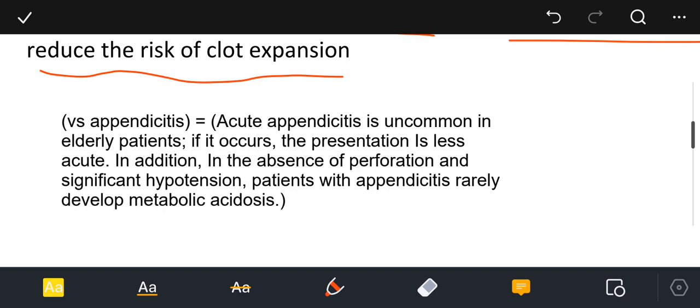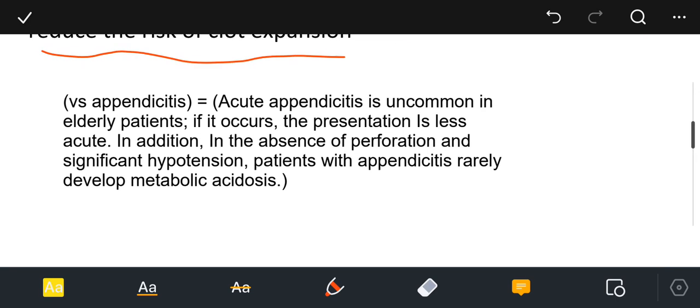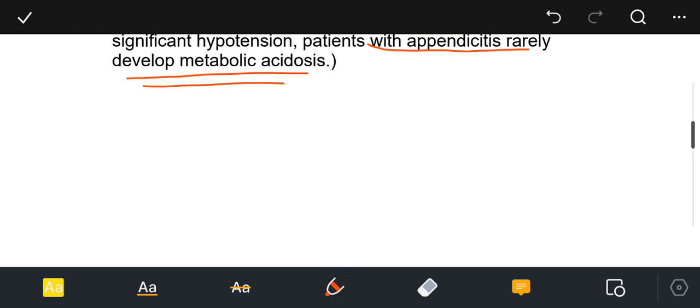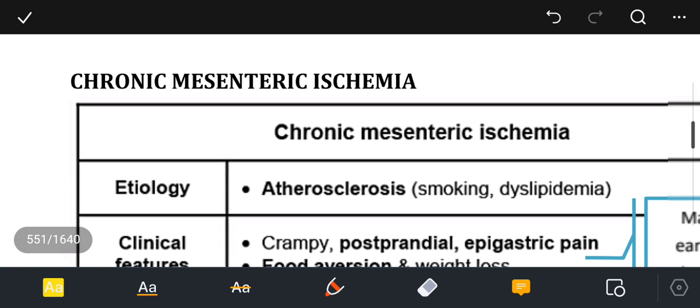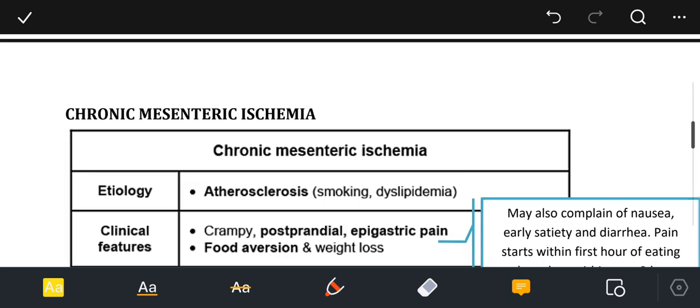So they are saying that acute appendicitis is uncommon in elderly patients. First thing, if it occurs, the presentation is less acute. In addition, in the absence of perforation and significant hypotension, patients with appendicitis rarely develop metabolic acidosis. The next point is about chronic mesenteric ischemia.